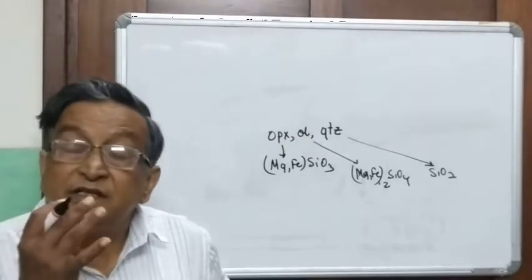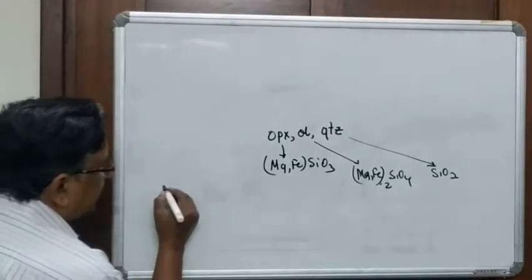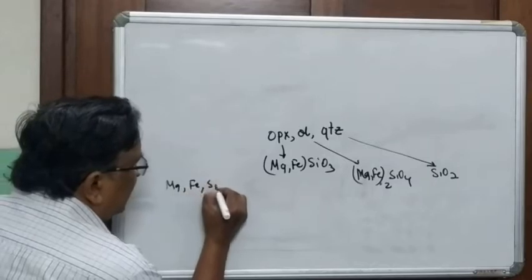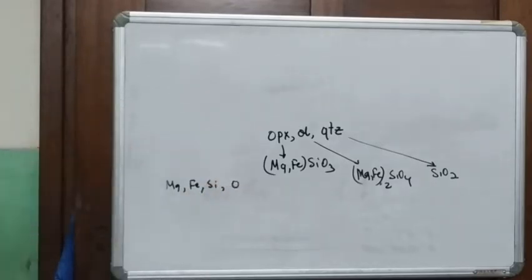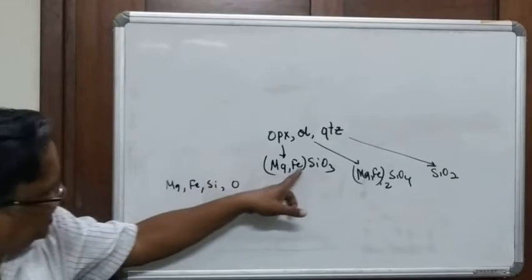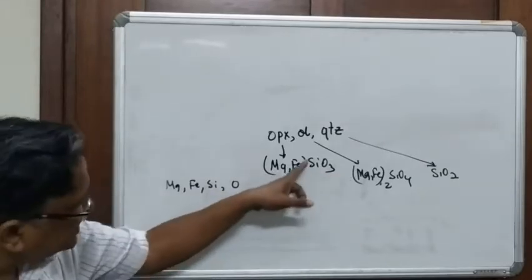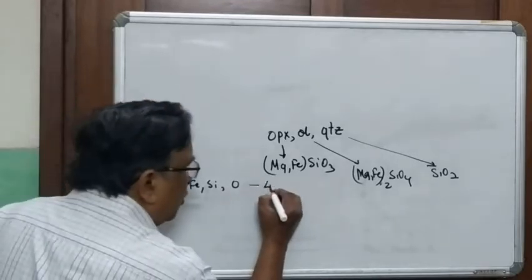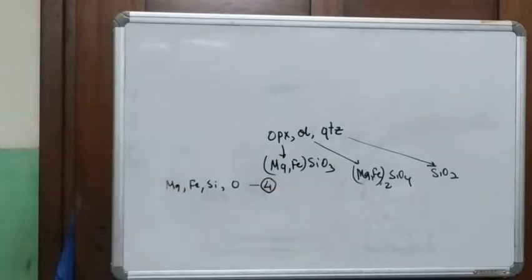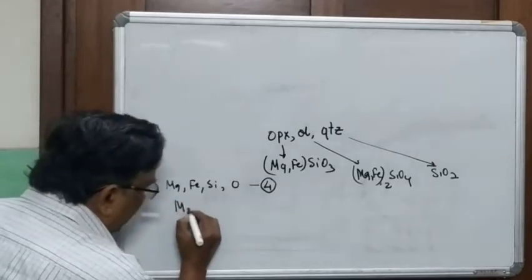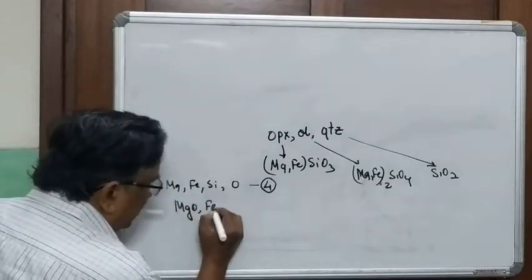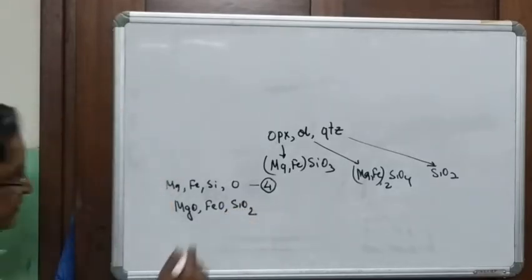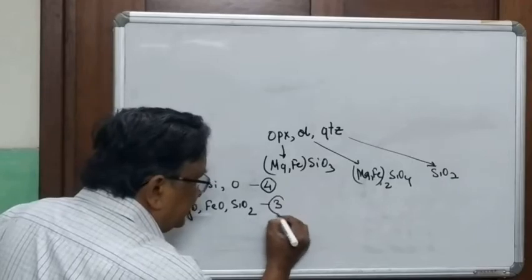So this is the point now. What are your options? You can write Mg, Fe, SiO, so Mg plus Fe plus SiO, it's done. But then you have 4 components. But you could also write it as MgO, FeO, SiO2. And now it has 3 components.